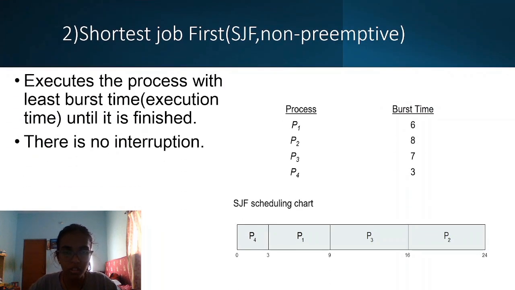Then we have shortest job first non-preemptive scheduling algorithm. This algorithm executes the process with least burst time until it is finished. This algorithm also has no interruption. Here we can see, according to the Gantt chart, that process P4, which has the least burst time, is executed first. Then process P1, which has the next least burst time, is executed next.